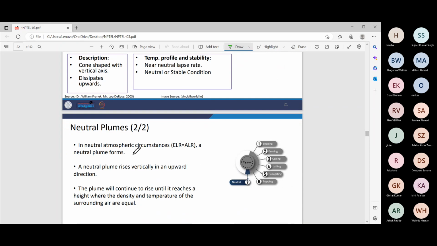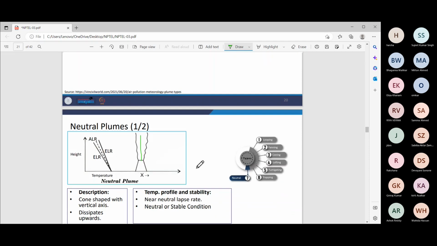In neutral atmospheric circumstances, where ELR is equal to ALR, a neutral plume is formed, which rises vertically in the upward direction, and this plume will continue to rise until it reaches a height where the density and the temperature of the air parcel is equal to the ambient air or the surrounding air.